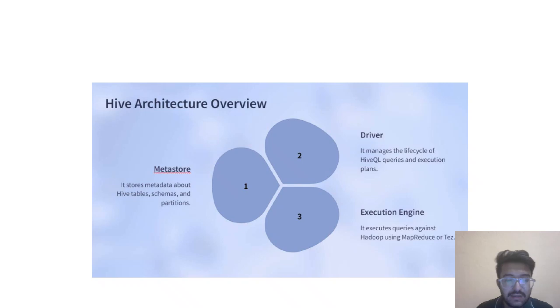It consists of three portions: metastore, schemas and partitions. It stores metadata about Hive tables, schemas and partitions. Metastore is a central repository storing metadata about databases, tables, partitions, columns, data types and location. It usually uses an RDBMS such as MySQL, Derby, etc. to store metadata. Next is the execution engine. The execution engine coordinates the execution of tasks generated by the driver. It executes on Hadoop or Spark clusters.